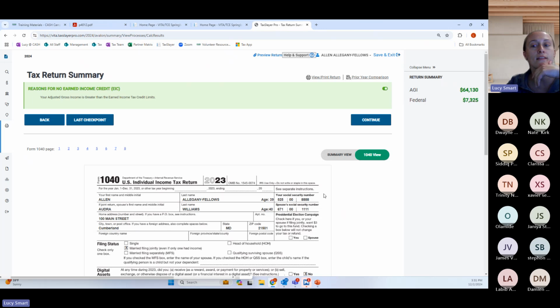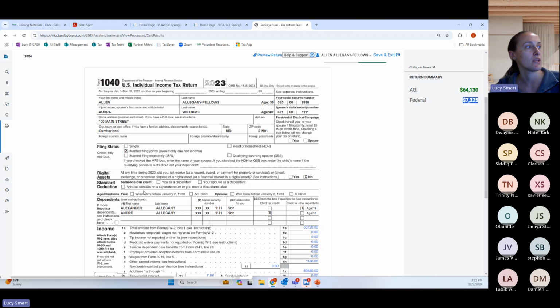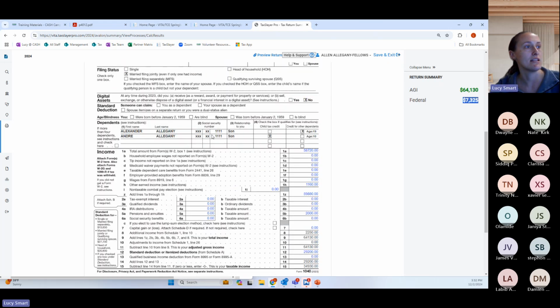If you're the first person preparing the return, not the quality reviewer, you're going to just go through and make sure everything looks right to you. At this point, you do not share the refund amount with the taxpayer. That's something the quality reviewer will do. But we will go through, make sure we've got all the information right up here. The filing status is correct. The dependents are listed correctly. We see that Alex counts for the credit for other dependents. That's because he's over age 17. And Andre counts for the child tax credit.